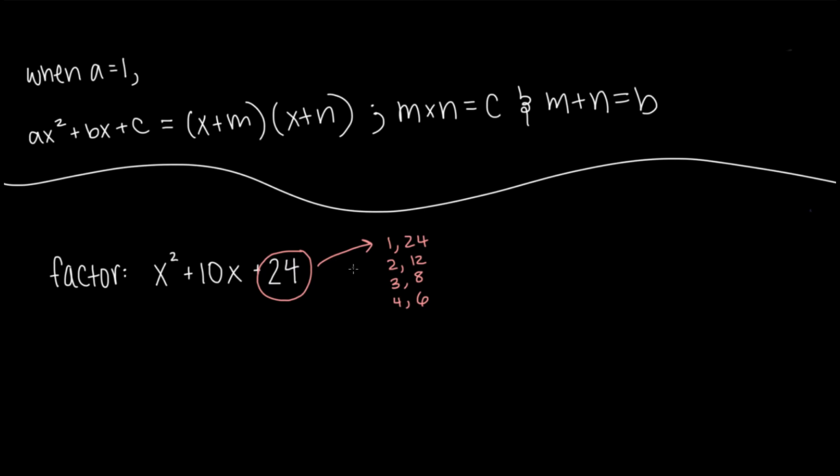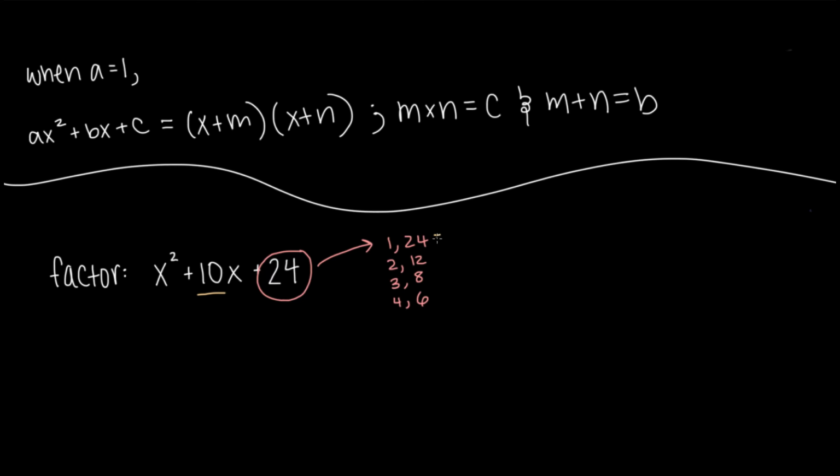Since m times n has to equal our c value, I know that m and n have to be one of these factor pairs here. To find out which of these factor pairs it is, I go and add up the factors to see what it will give me, because m plus n should equal b, and our b value is 10. So add it up, whichever one equals 10, then we know that that one is our factor pair that we're using.